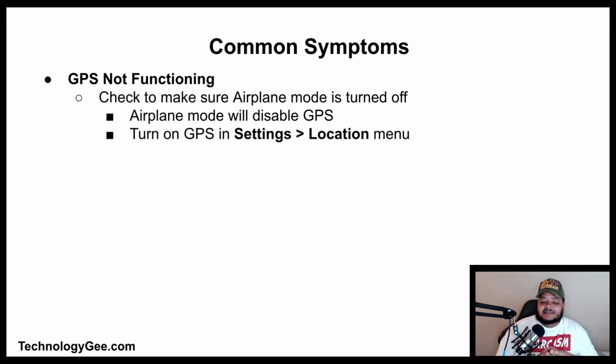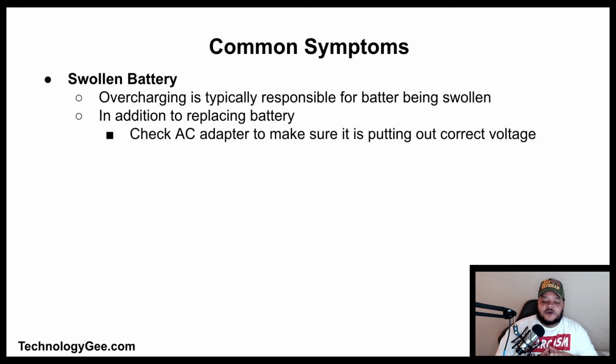If the GPS is not working, you need to make sure that the airplane mode is turned off. Airplane mode will disable the GPS, so just simply turn on the GPS in the settings, locations menu. If you have a swollen battery, overcharging is typically responsible for a battery being swollen. In addition to replacing the battery, check the AC adapter to make sure that it is putting out the correct voltage.